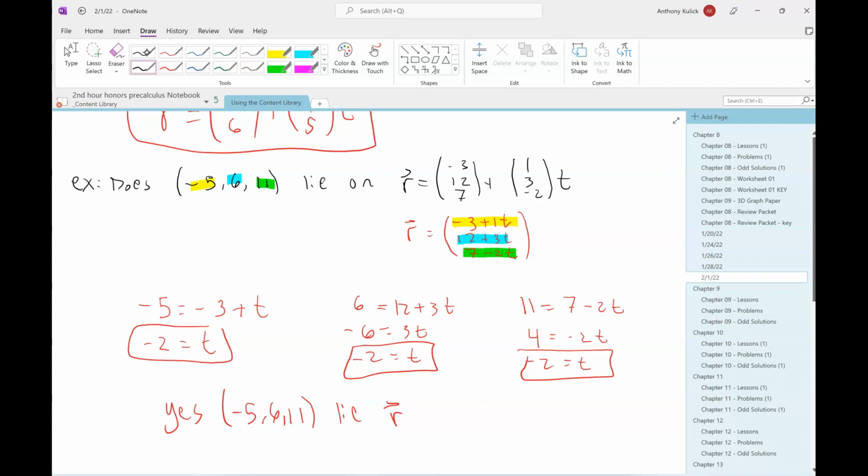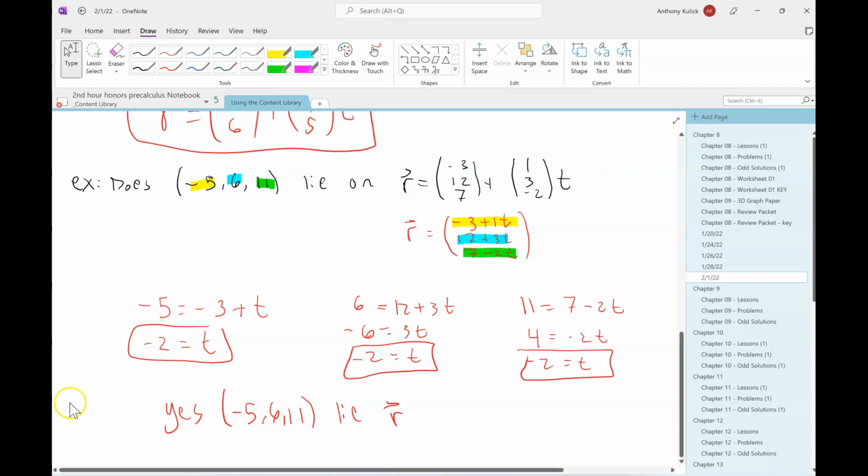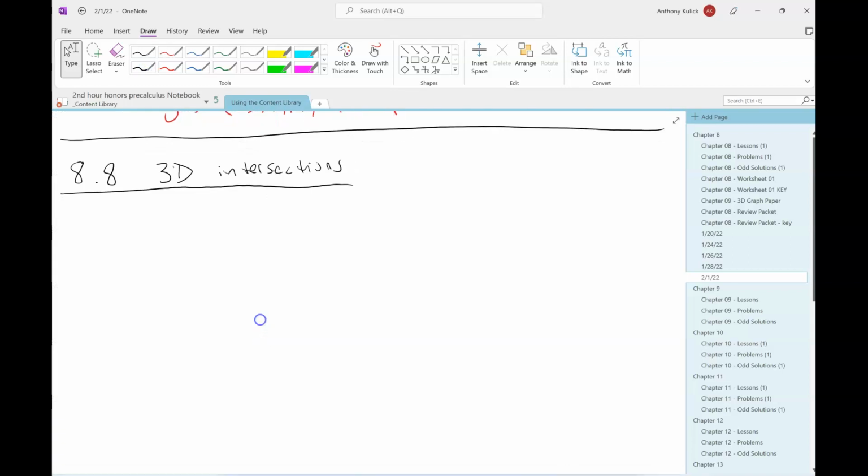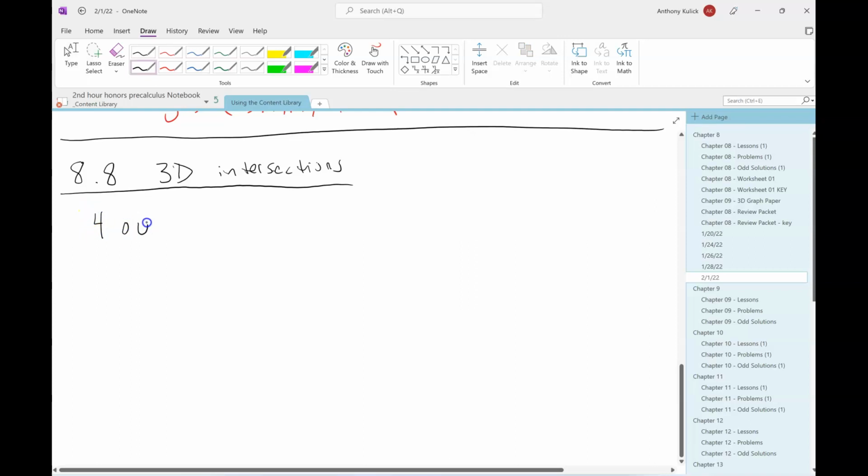That does it for section 8.7. So in section 8.8, that's what we're going to work on now. We're going to be talking about the intersection of two lines in 3 dimensions. There are 4 things that can happen.